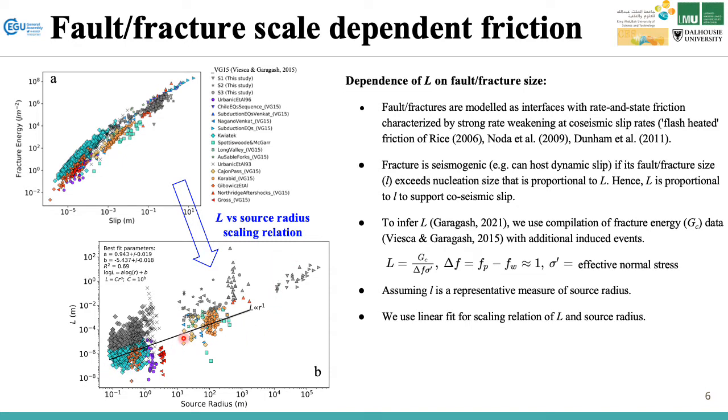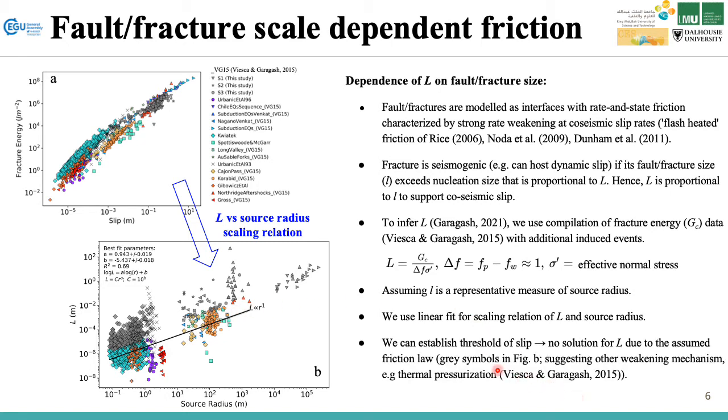And then we use a linear fit for the scaling relation of L to the source radius. Note that we can establish the threshold of slip as a function of fracture energy, below which the assumed fracture model does not yield a solution for L, suggesting that other weakening mechanisms may be involved, for example, thermal pressurization as presented by Viesca and Garagash 2015, where the original data comes from. The non-L solution is represented here by gray symbols in figure B.